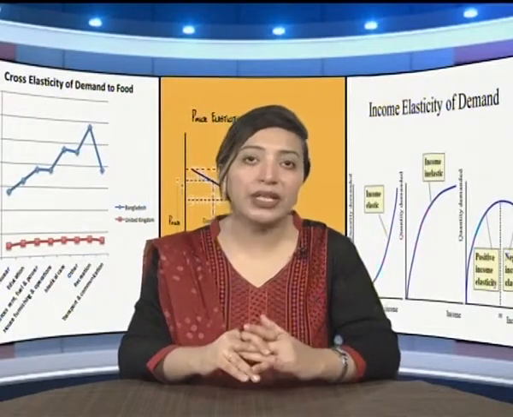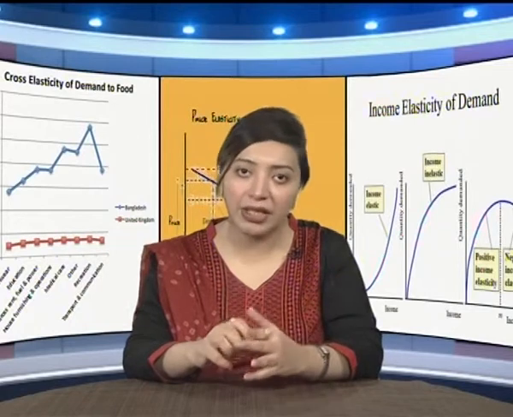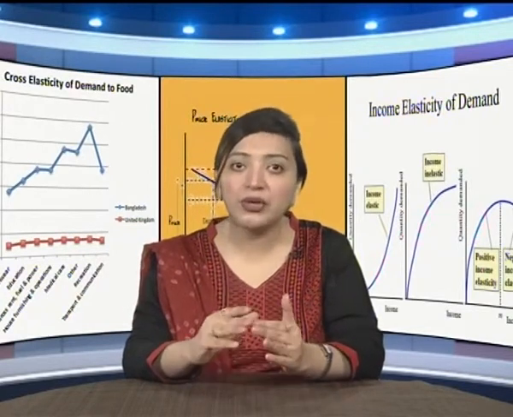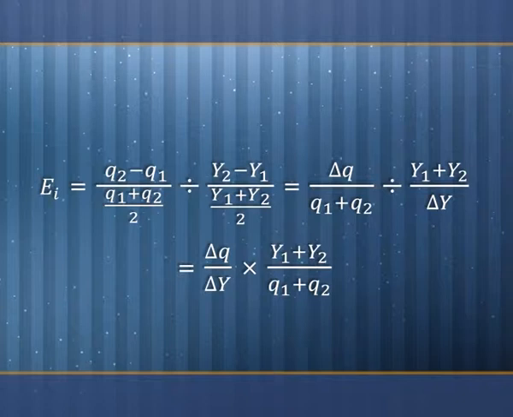When change in income and quantity demanded are large, the midpoint method should be used to measure percentage changes in income and quantity demanded. The midpoint method of measuring income elasticity of demand can be stated as EI is equal to Q2 minus Q1 divided by (Q1 plus Q2) by 2, the whole thing divided by Y2 minus Y1 divided by (Y1 plus Y2) by 2. So, that is equal to delta Q divided by (Q1 plus Q2), the whole thing divided by (Y1 plus Y2) divided by delta Y. So, this gives us delta Q divided by delta Y times (Y1 plus Y2) divided by (Q1 plus Q2).